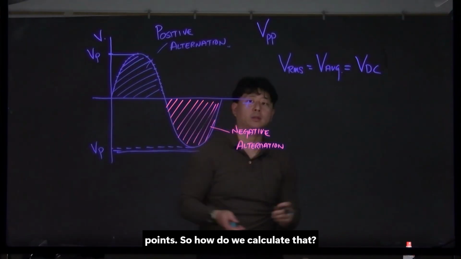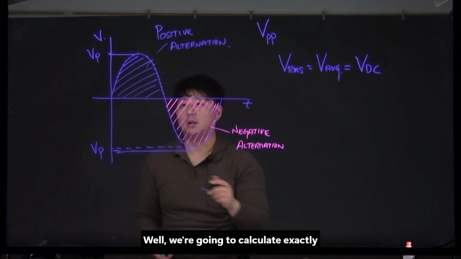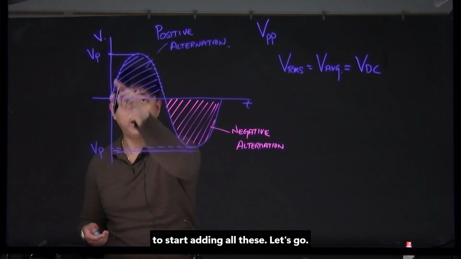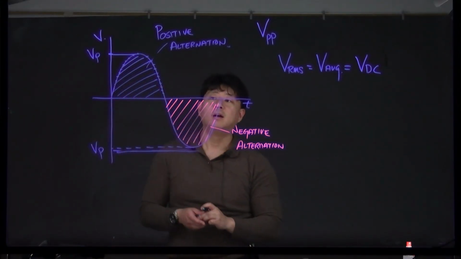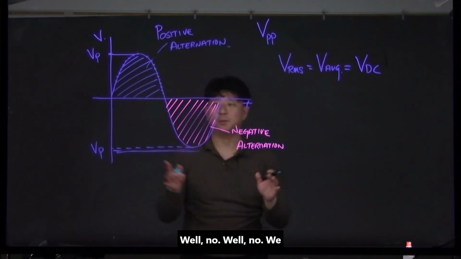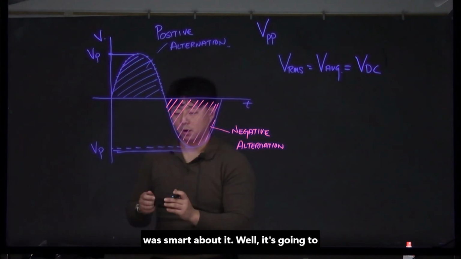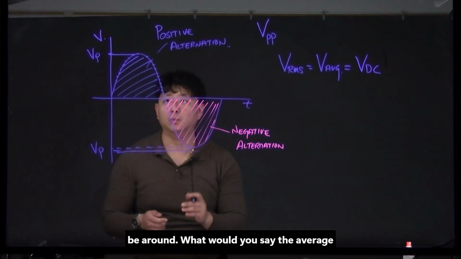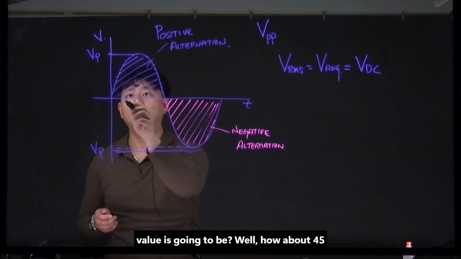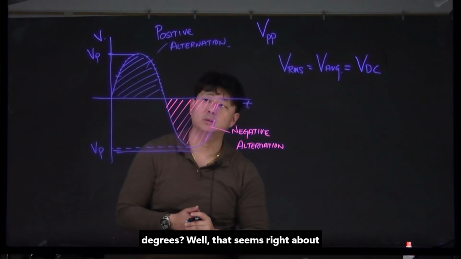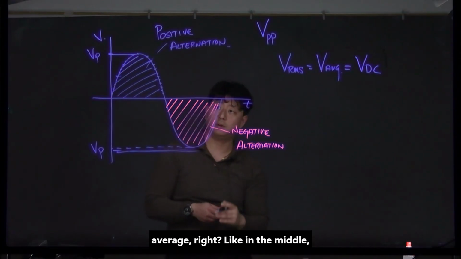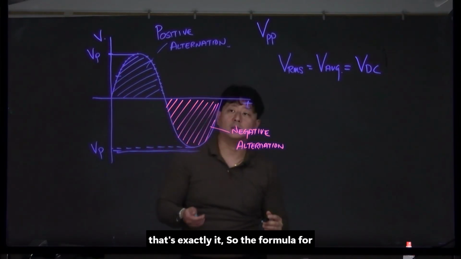So how do we calculate that? Well, we could calculate exactly what I just explained to you. You're going to start adding all these. Let's go. Well, no. We found a smarter way to do it. Somebody was smart about it. What would you say the average value is going to be? Well, how about 45 degrees? Well, that seems right about average, right? Like in the middle, that's exactly it.